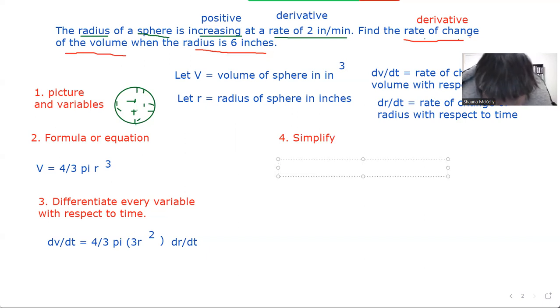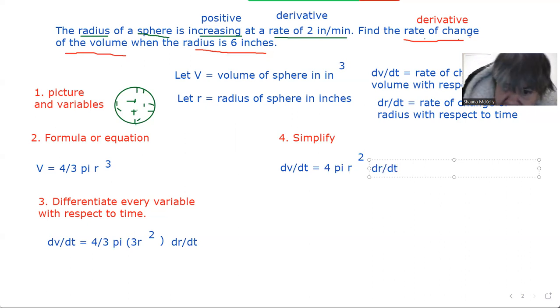So here I'm going to say dV/dt is equal to the 4/3 and the 3 on the r squared, simplify, they cancel out. So I end up with 4 pi r squared dr/dt. Not much to simplify here, but nevertheless, there we go.